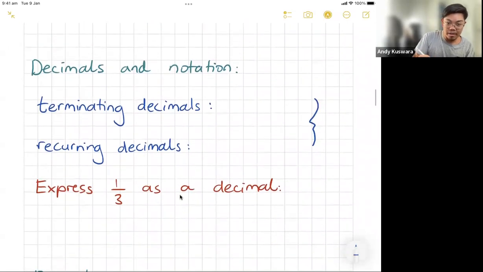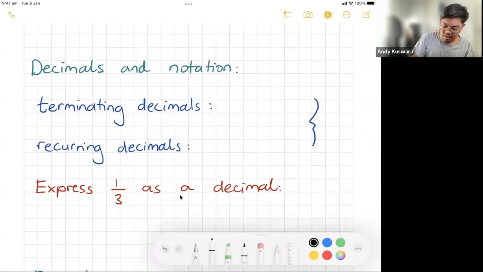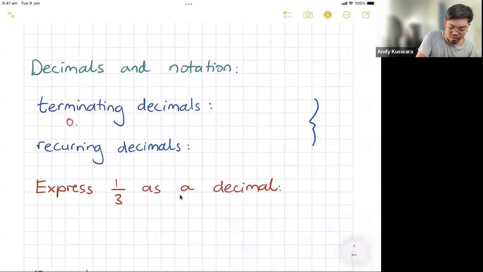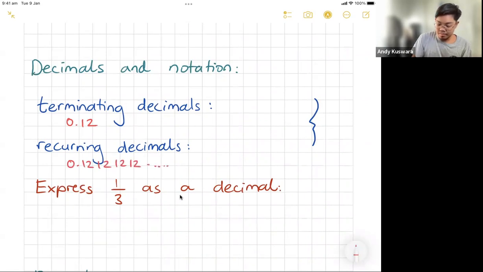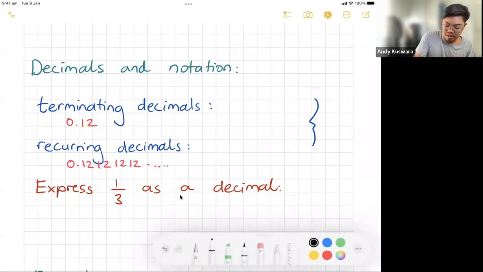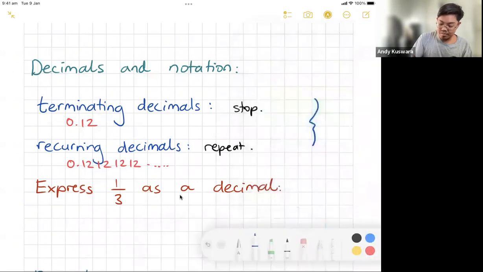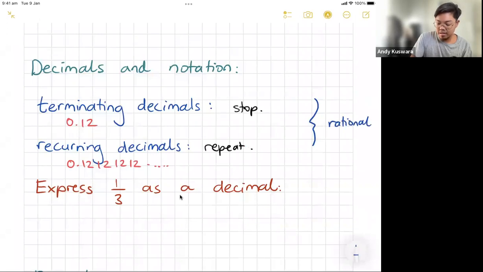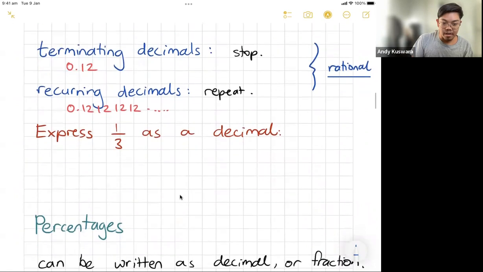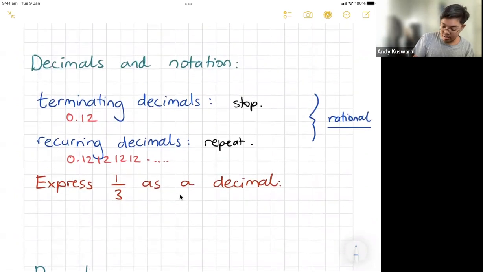Decimals and notation. So terminating decimals, I'll give you an example. Something like 0.12, or a recurring decimal means we'll have 0.12121212, and so on. So terminating decimals, basically they stop, whereas recurring decimals recur or repeat. Now, both of these types of decimals are still rational, and we're going to need that for the next lesson. So just remember that if your decimal stops, or if your decimal continues but there's a pattern, these are considered rational.